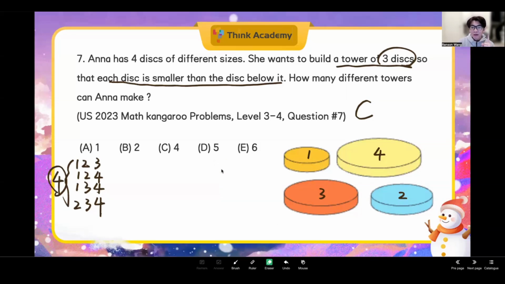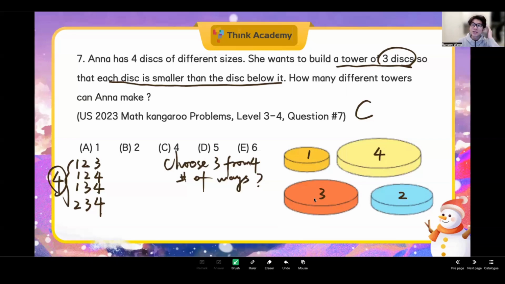That means for this question, we can just convert it into choosing three from the four discs. Choose three from four, there are how many ways, right, everyone? The number of ways is how many, right? Okay, so this is going to build a foundation for the combination and permutation we're going to learn for MCA later.